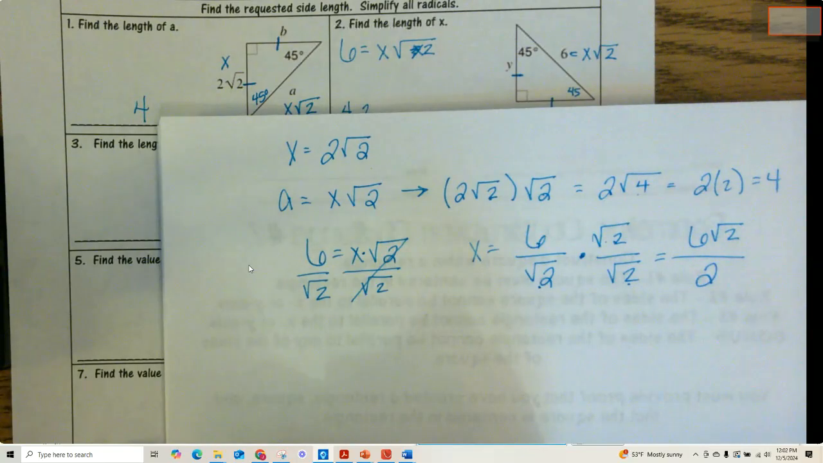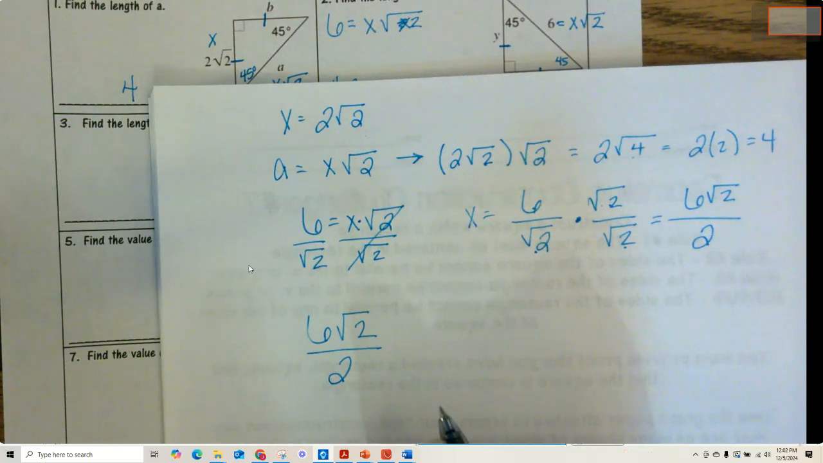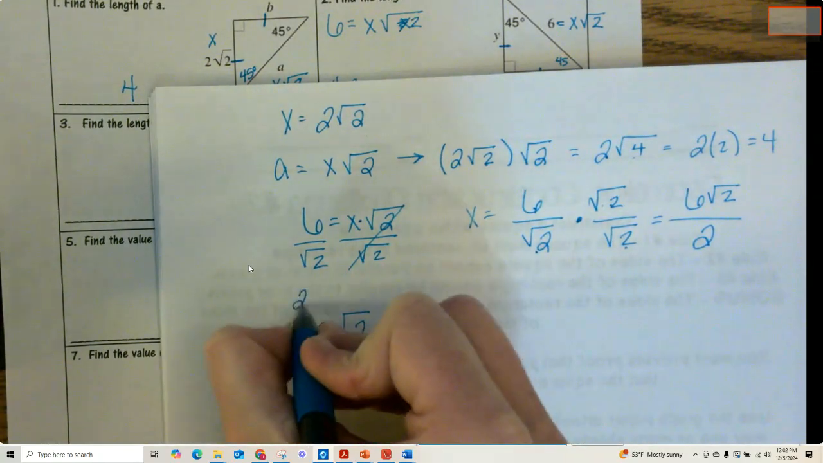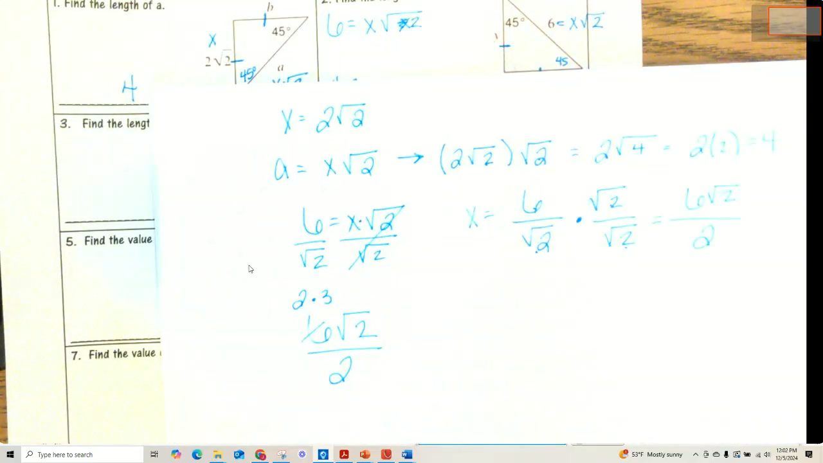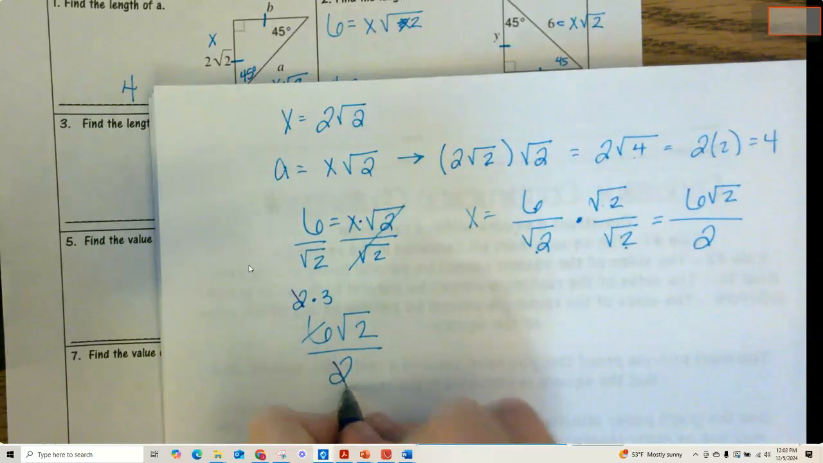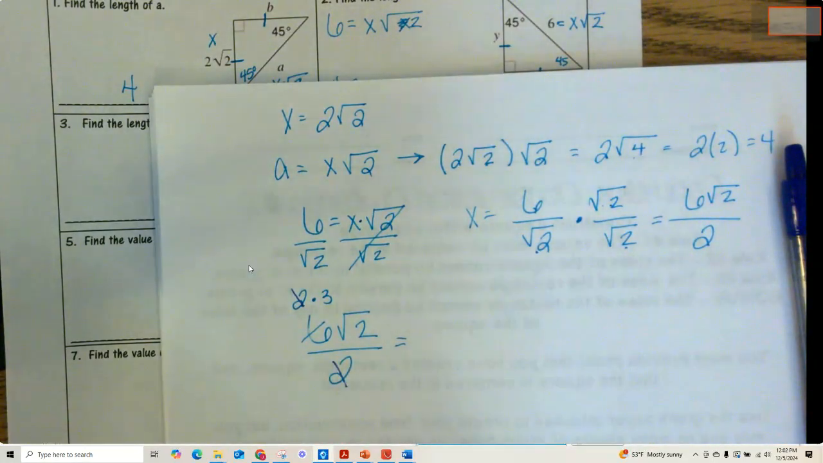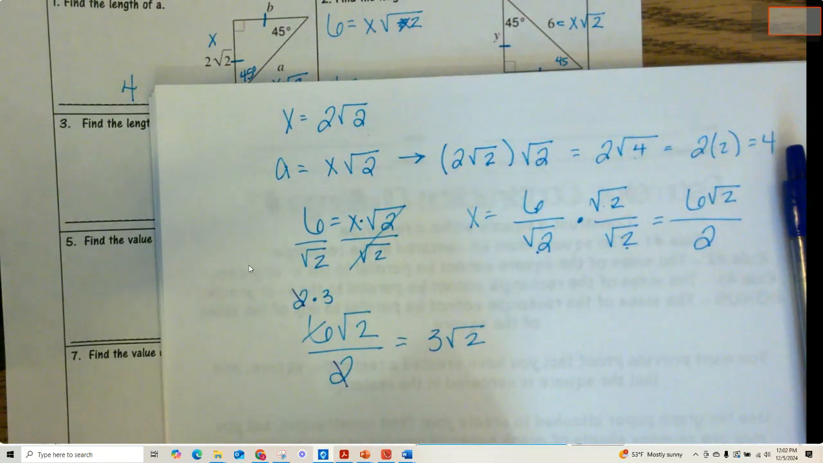But you're still not done. 6 times the square root of 2 over 2 will simplify again. Anybody see it? What will simplify? 6 is the same as 2 times 3. If you have the same thing on the top and the bottom, it cancels out. So the final answer in proper form, the expectation, is that you write your answers like that.